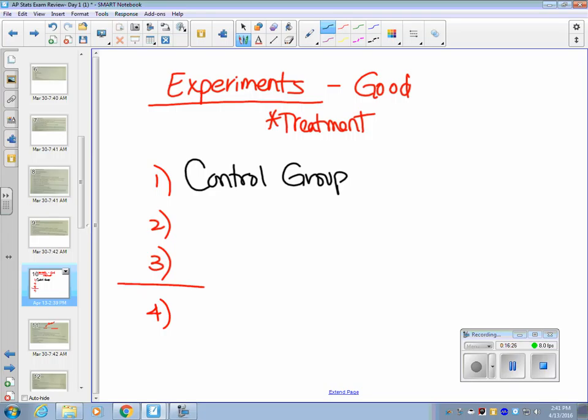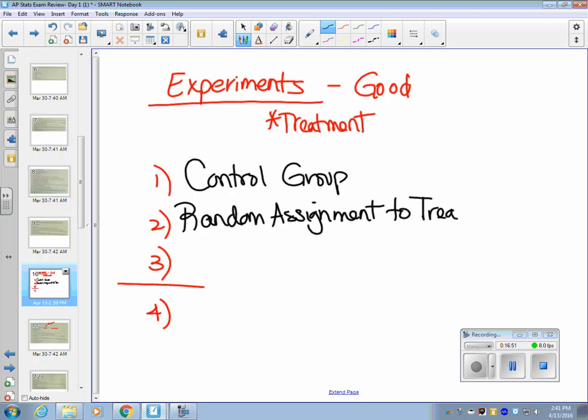Well, that's really what a control group is. Randomization, yep. And what is random? The way that they're assigned to their treatment groups. So we'll say random assignment to the treatment groups.